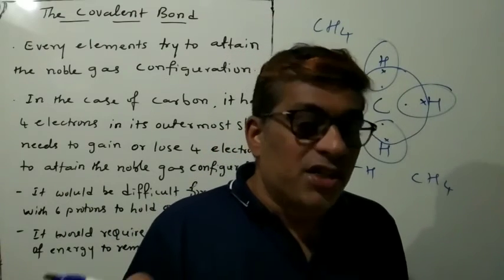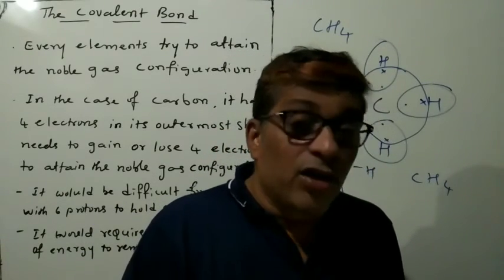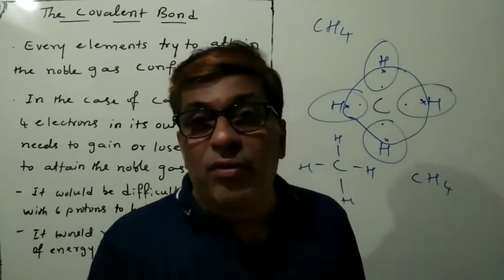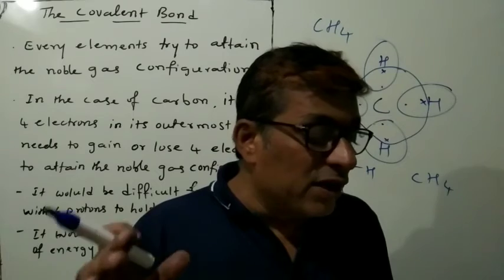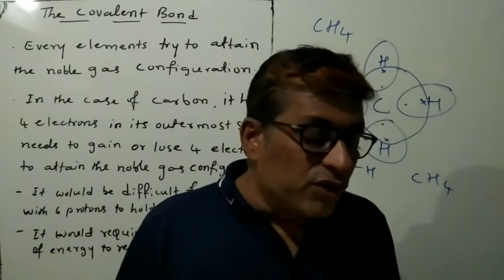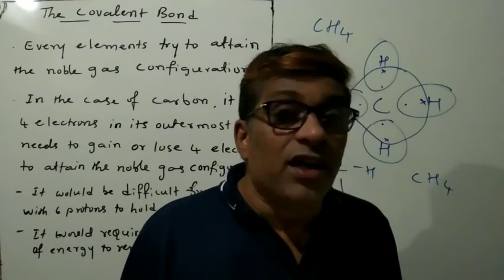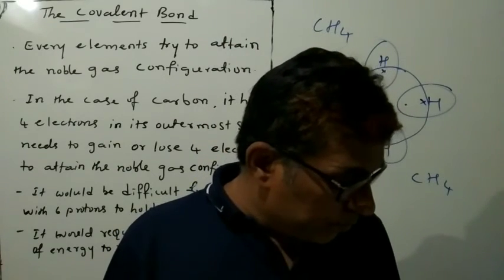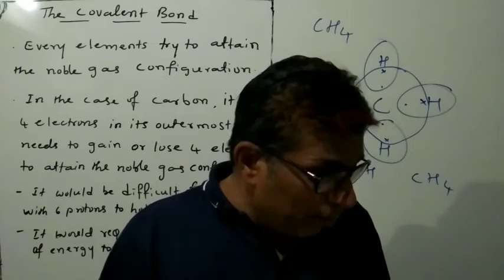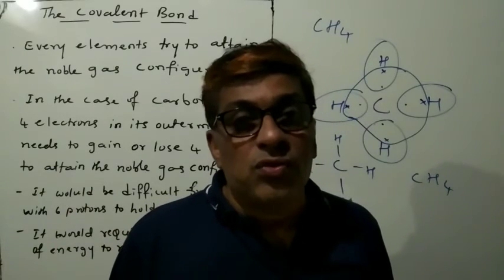Since the electrons are shared between the atoms, no charged particles are formed. You know that in ionic formation, charged particles are formed, but here no charged particles are formed. So that is why such covalent compounds are generally poor conductors of electricity. This also gives rise to low melting and boiling points.